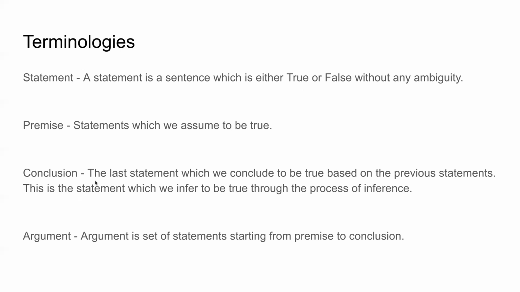And then we have a conclusion. Conclusion is the last statement which we make in an argument. This is the thing which we infer through the argument. Argument is the series of statements starting from premise to the conclusion. Basically, we need to use the premise in order to reach the conclusion. Premise is the hetu and conclusion is the sadhya.